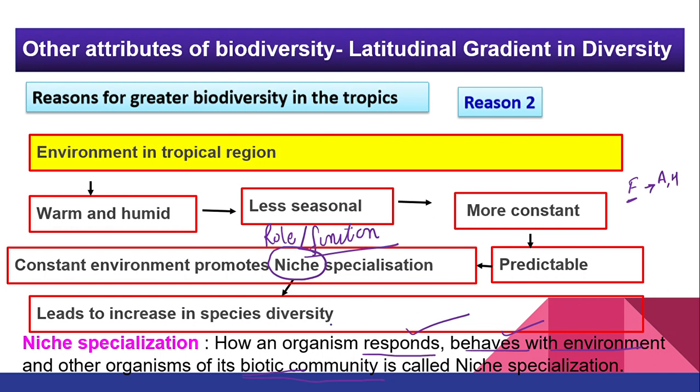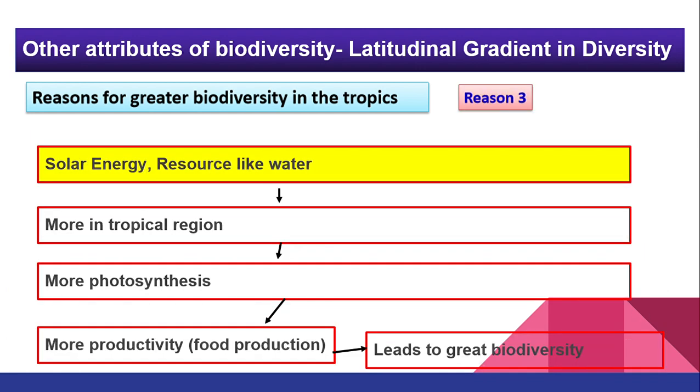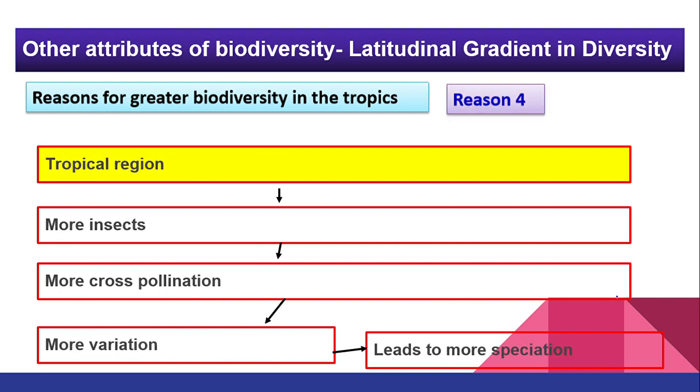Now due to all these things, what will happen? Again I'm going to have more biodiversity, right? Let's jump to the third reason. Solar energy and resources like water are going to be more in the tropical region, due to which what happened? More photosynthesis occurs, and from photosynthesis what do we get? Plants are going to produce food, right? Glucose. So more productivity is there, that means more food production, and this again leads to a great amount of biodiversity, right? And the last reason is that in the tropical region we have more insects.